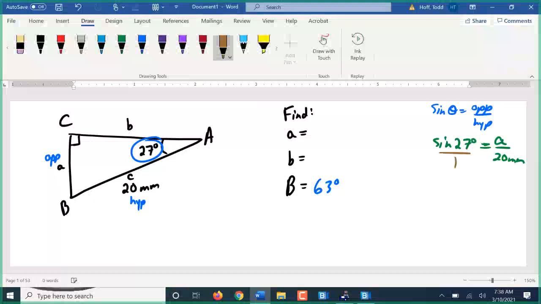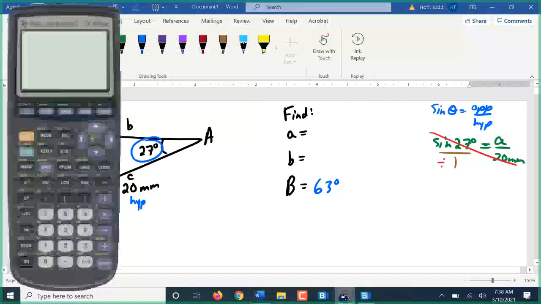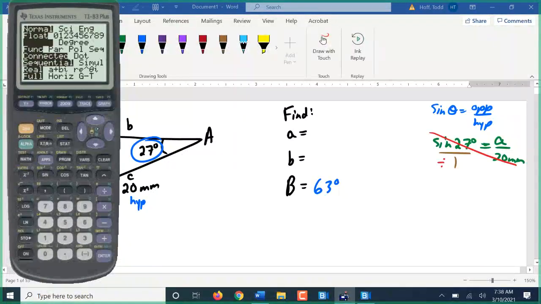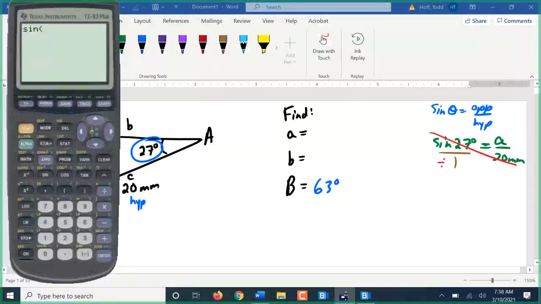Then I will make it a proportion by putting the sine of 27 over 1, and we're cross multiplying and dividing. So sine of 27, make sure you close the parentheses, times 20, and again, you don't have to put in the divided by 1. We know that's not necessary. 9.079, 9.08 is what that comes up to.